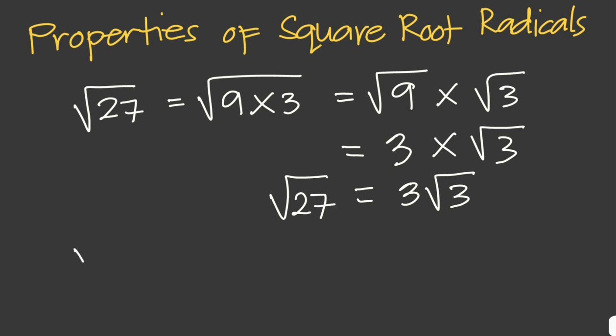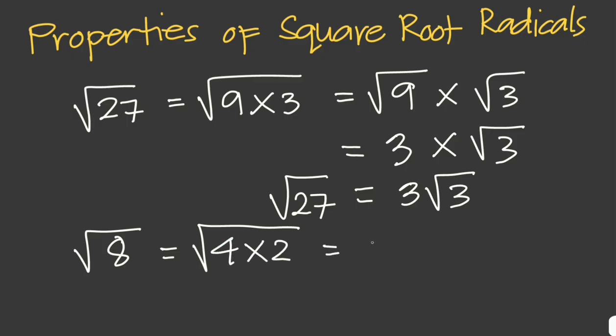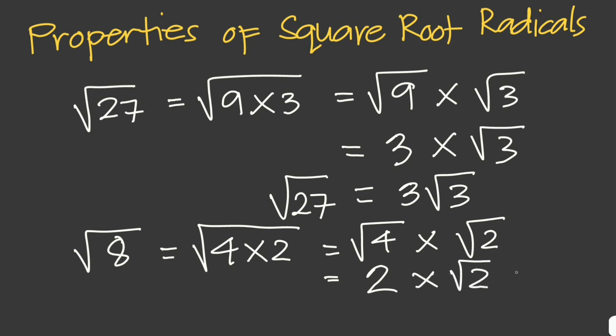How about square root of 8? Square root of 8 is not a perfect square, but we can write square root of 8 as 4 times 2. Or we can write this separately as square root of 4 times square root of 2. Since 4 is a perfect square and can be written as 2 squared, and the square root of 2 squared is just equal to 2, then this would become 2 times square root of 2, or simply 2 square root of 2.